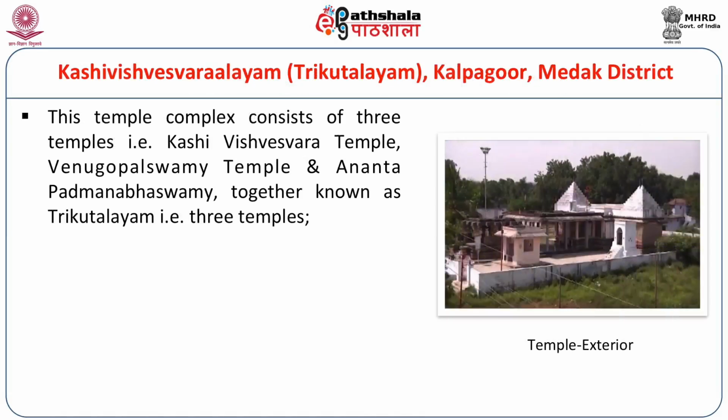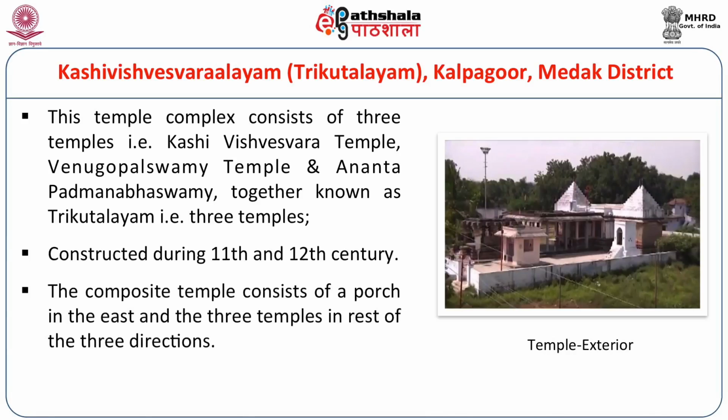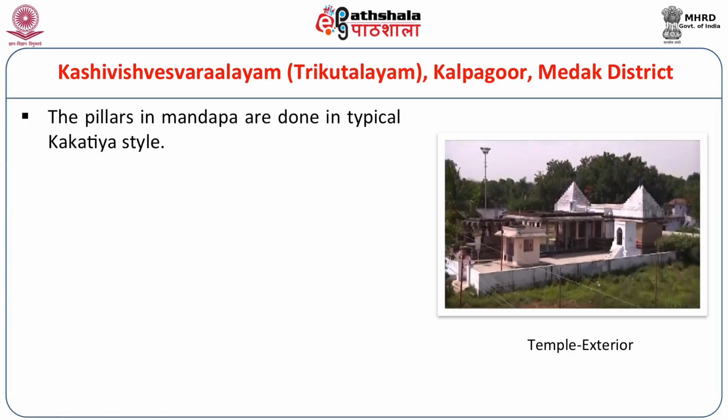The Kashi Vishweshwaralayam is at Kalpagur, which is in Medak district. This temple complex consists of three temples, that is the Kashi Vishweshwara temple, the Venugopal Swami temple and the Ananta Padmanabha Swami temple, together known as Trikutalayam, that is three temples. These were constructed between the 11th and the 12th centuries. The composite temple consists of a porch in the east and the three temples in the other three directions. The pillars in the mandapa are done in the typical Kakatiya style.